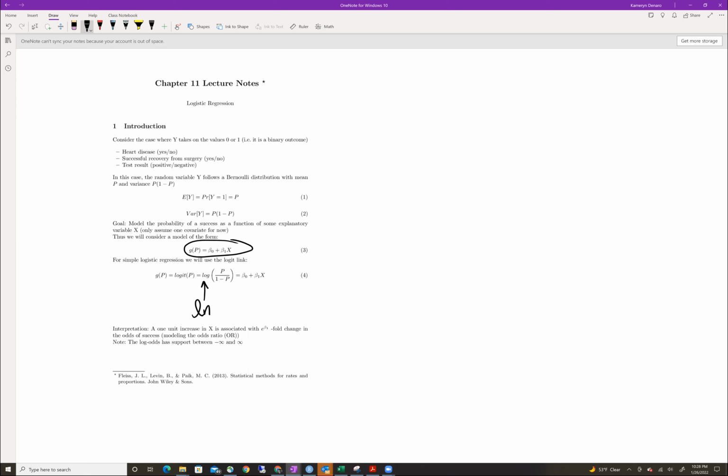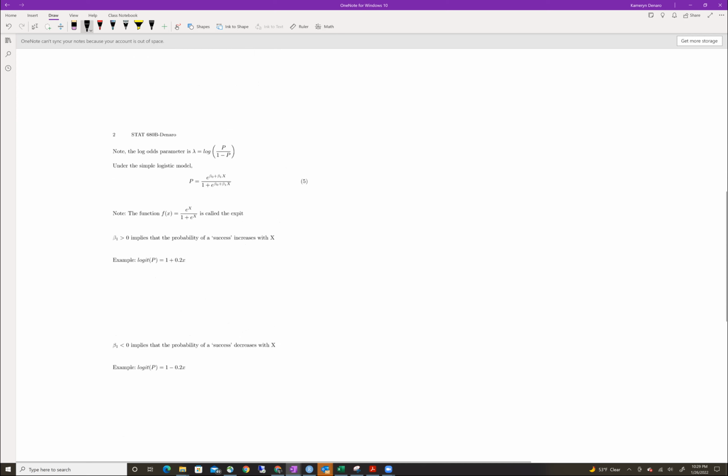What's nice about this is once we get our model, we can talk about a 1 unit increase in x being associated with an e to the beta 1 fold change in the odds of success, because in this case, we are modeling that odds ratio. And the log odds is going to have a support between negative infinity and infinity. The nice thing is that this will then guarantee that our probability is going to lie between 0 and 1.